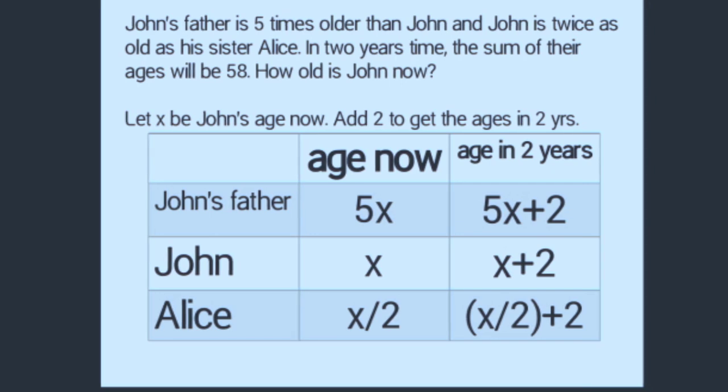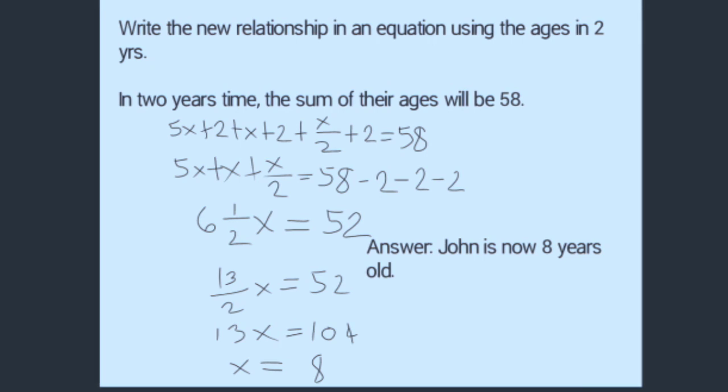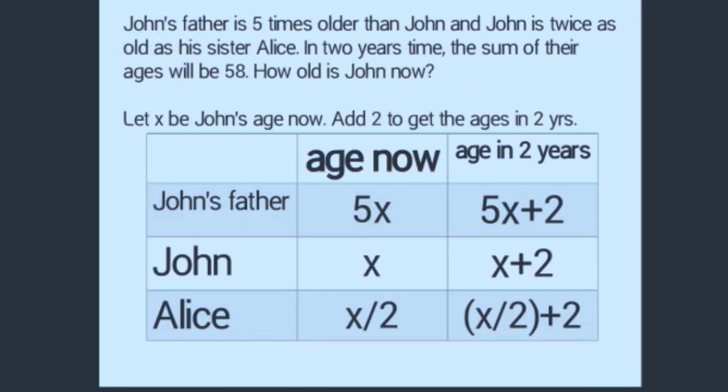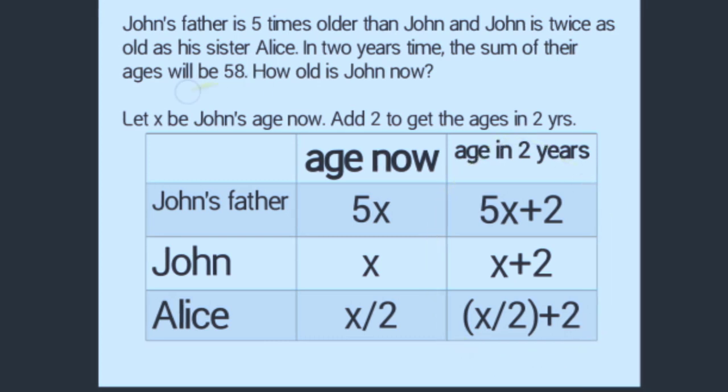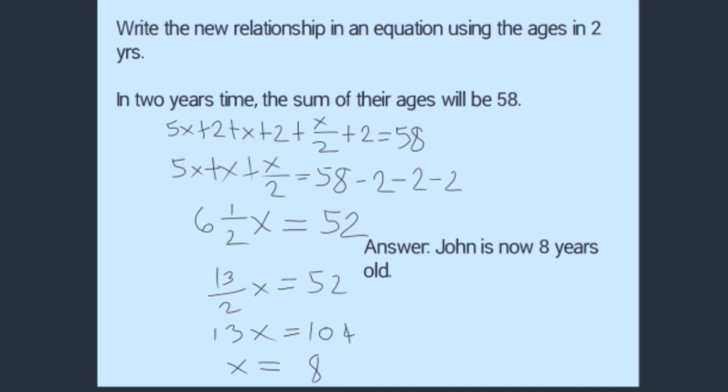So, since nakaset up na tayong table, punta na tayo sa equation. So, write the relationship in an equation using the ages in 2 years. Kasi yung question is 2 years eh. Ang question dun is the sum of their ages will be 58. So, kung isasama mo lahat ng age in 2 years ng tatlo, John's father, John at ni Alice ay 58. So, yan po ang ating relationship. So, we have X plus 2, plus 5X plus 2, plus X over 2 plus 2 equals 58 kasi yan yung given.